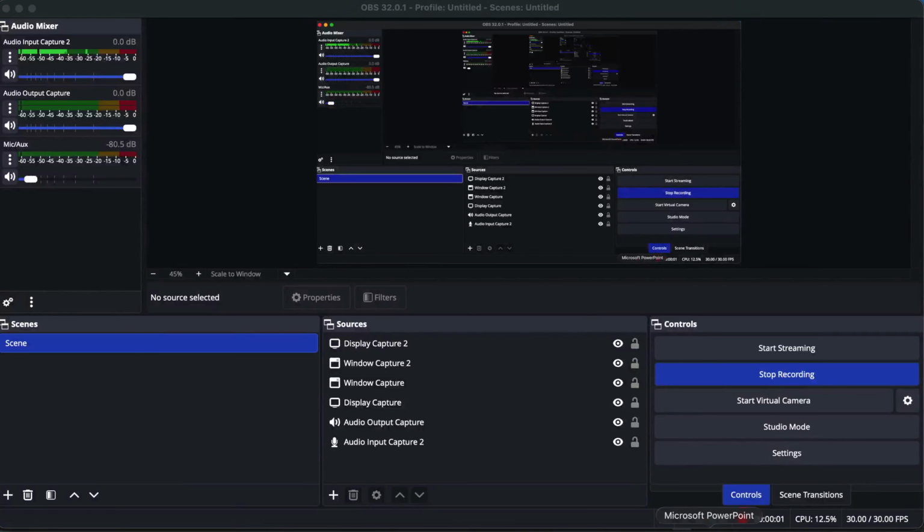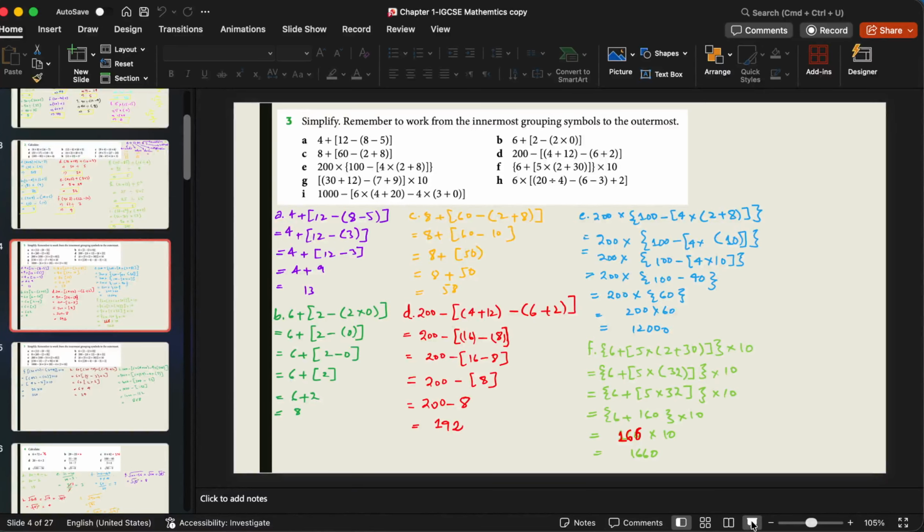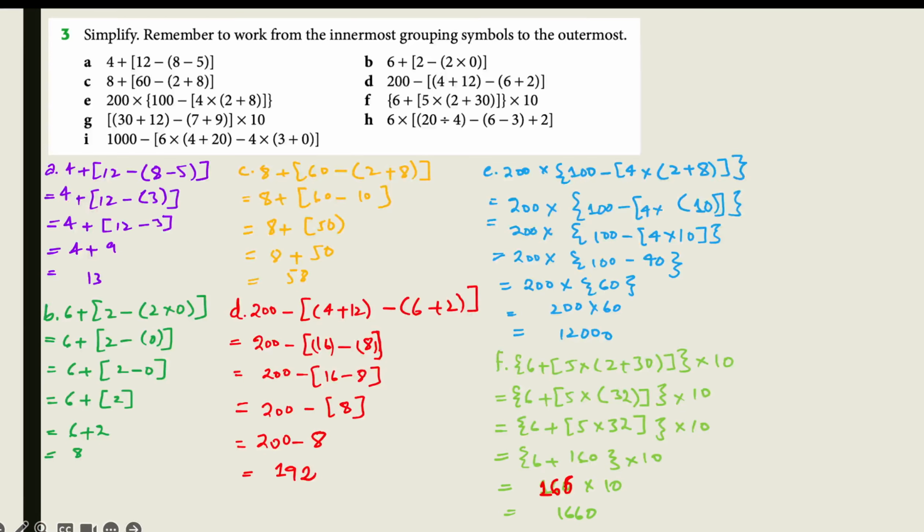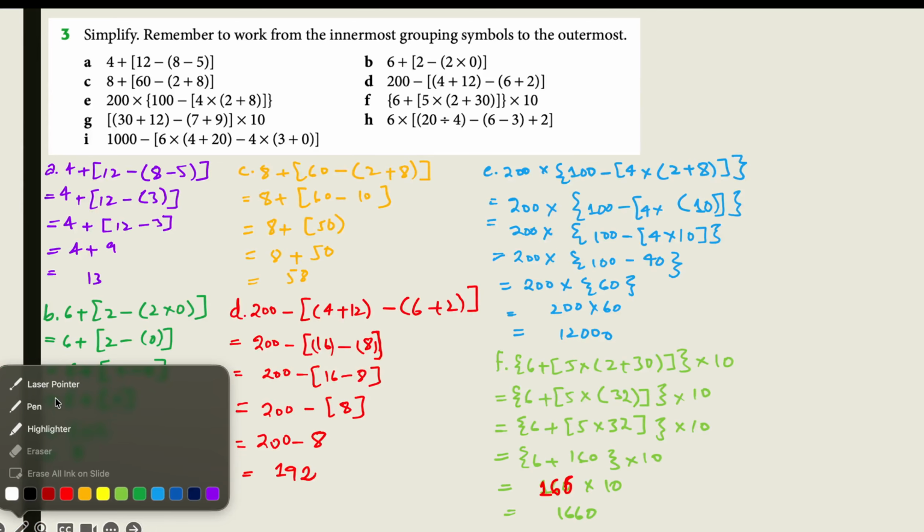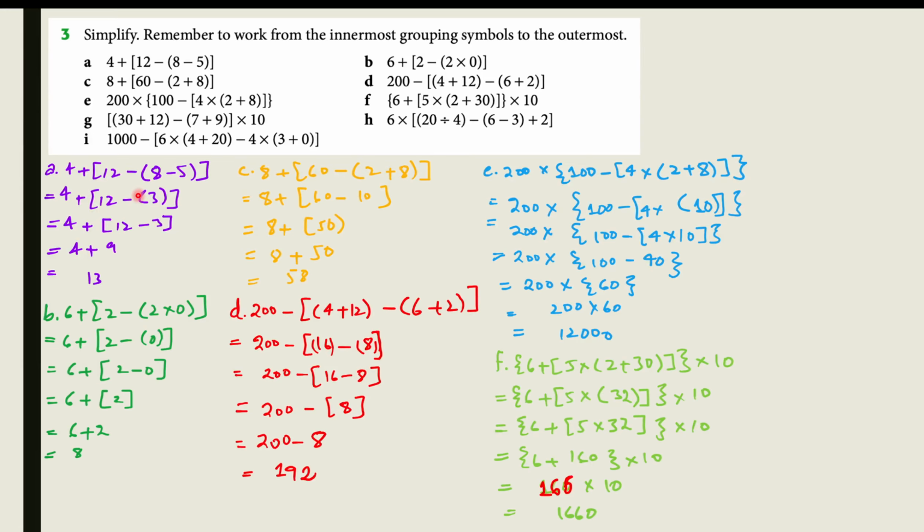Hi everyone. In this video we are going to simplify the expressions with grouping symbols. These grouping symbols can be parentheses, brackets, and curly brackets, also called nested brackets. The key rule is always start from the innermost grouping symbols and work our way out, as mentioned in the question, that we have to work from the innermost to the outermost.